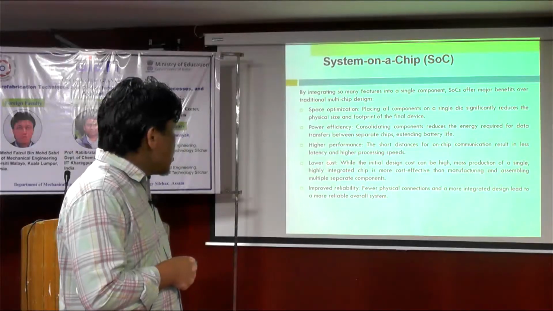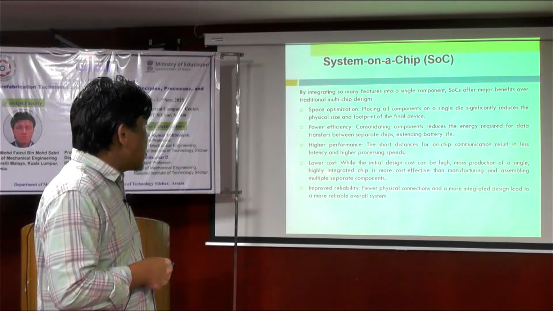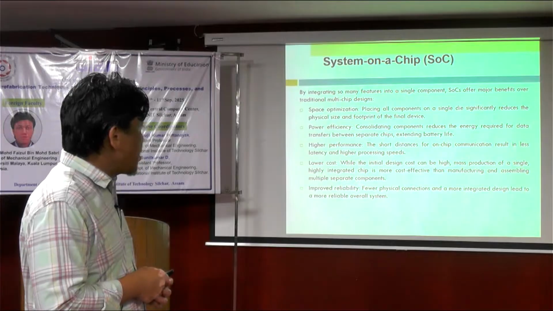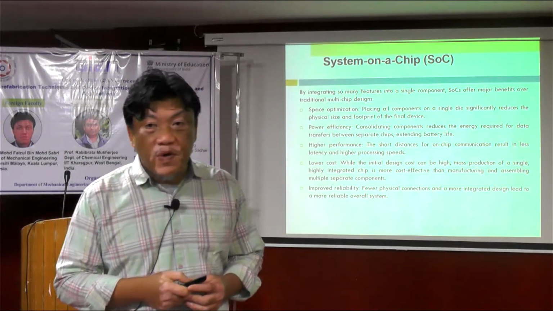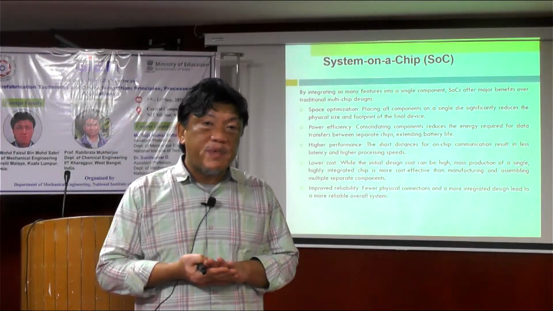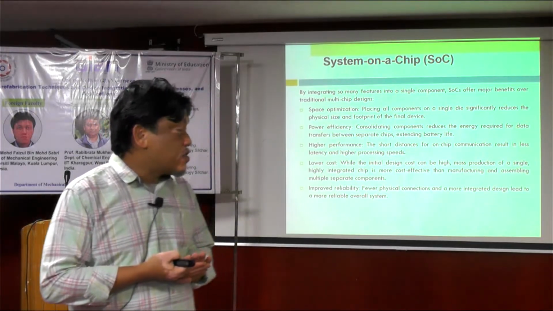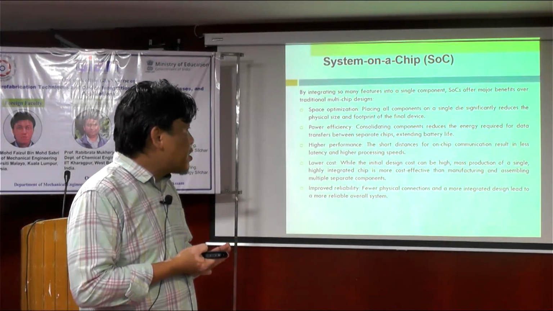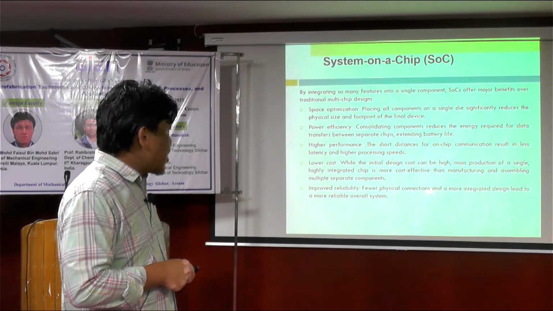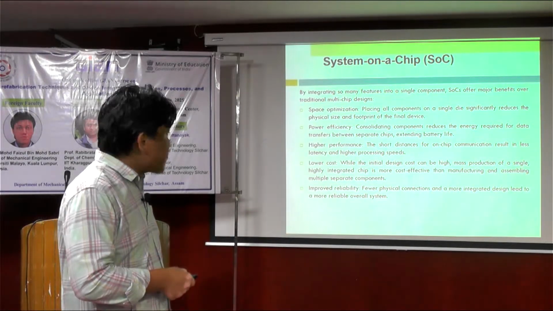And lower cost. While the initial design cost can be high, mass production of a single highly integrated chip is more cost effective than manufacturing and assembling multiple separate components. We know that in MEMS we use a wafer, and wafer processing is batch processing. Then if you integrate everything from the beginning, everything is fabricated at the same time, which reduces a lot of cost in terms of assembly at a later stage. Improved reliability: fewer physical connections and a more integrated design lead to a more reliable overall system.